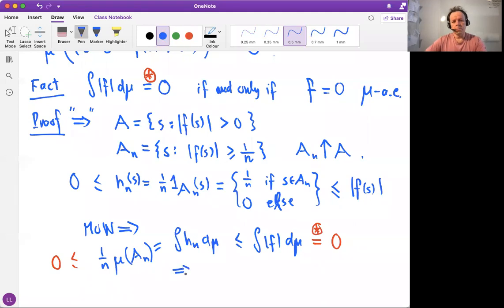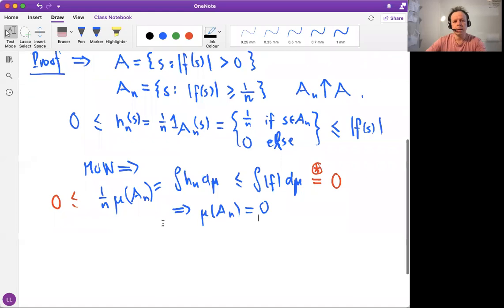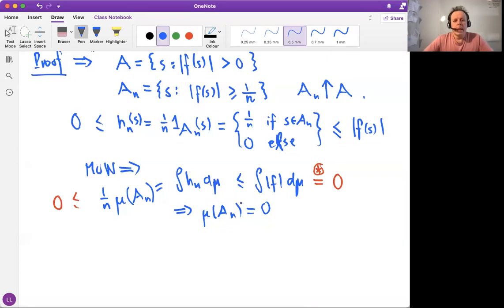The only conclusion that we can make is that the measure of an must be 0. I hope you agree with me on this. I hear no disagreement. So what next? What next is that now we can ask, what do we know about the measure of the full set, which is the measure of the union of these ans?